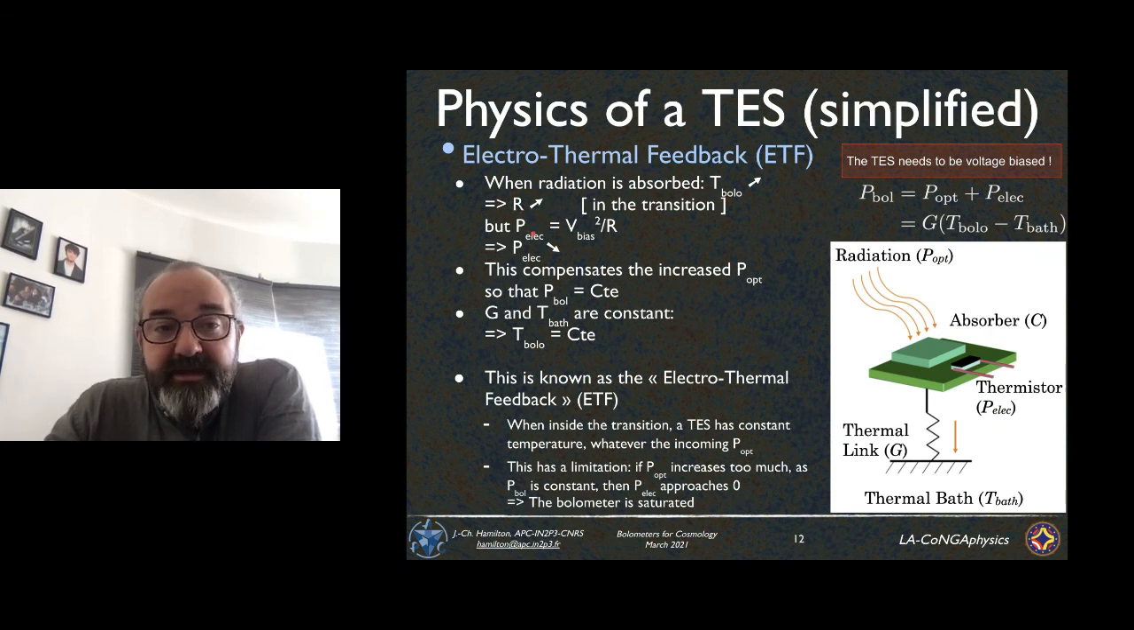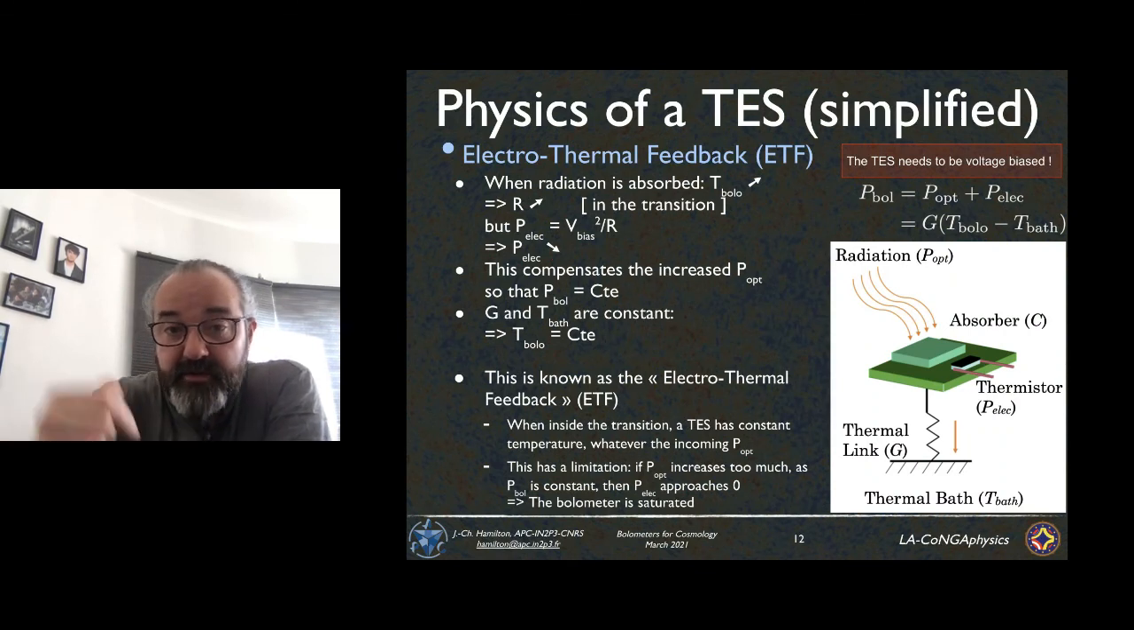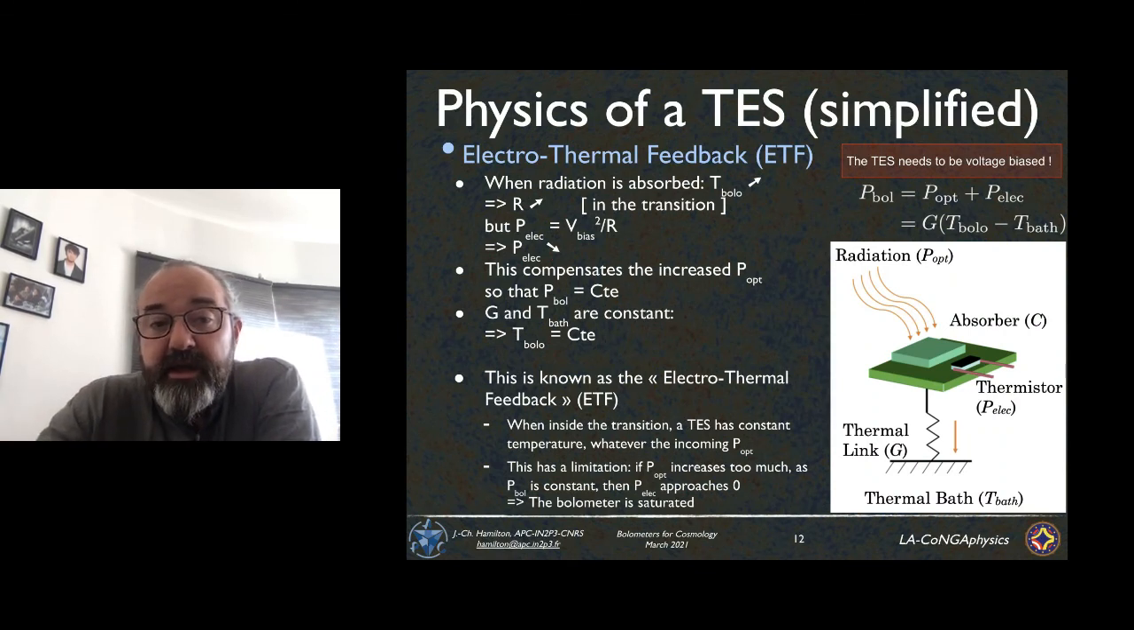But if you remember, the electrical power in the bolometer, because the bolometer is biased, is V squared over R. So this means that because V is constant and R increases, the electrical power decreases. And that basically compensates the increased optical power coming into the bolometer in such a way that the total power in the bolometer remains constant.